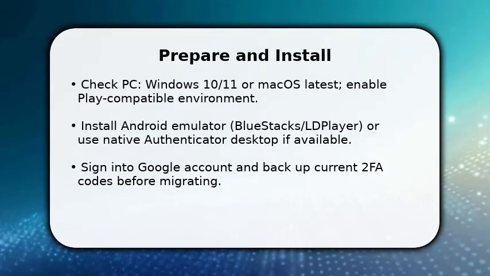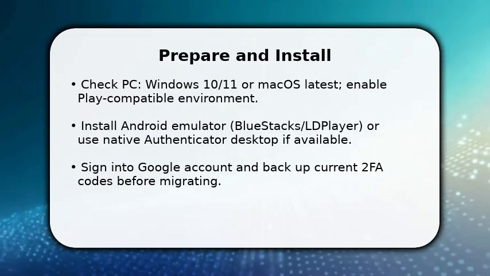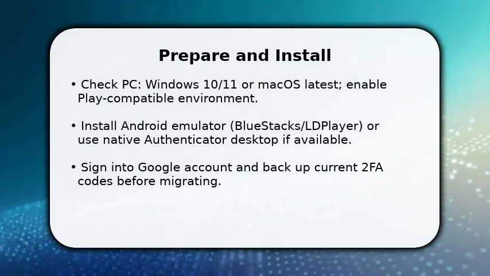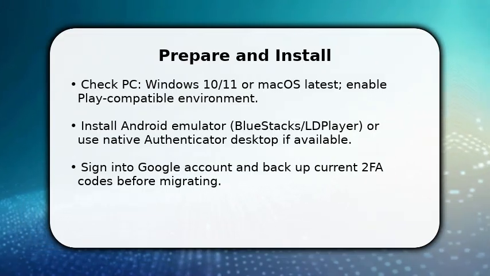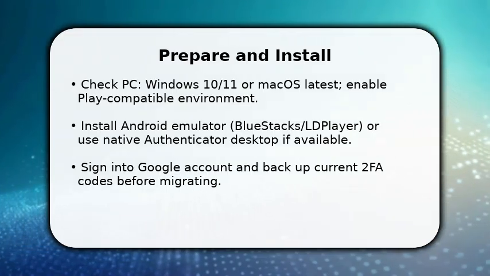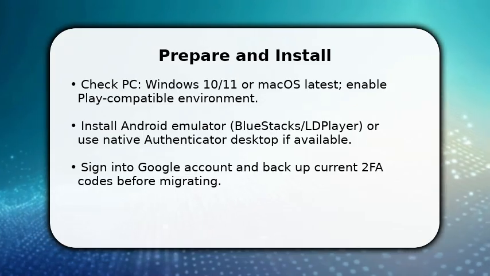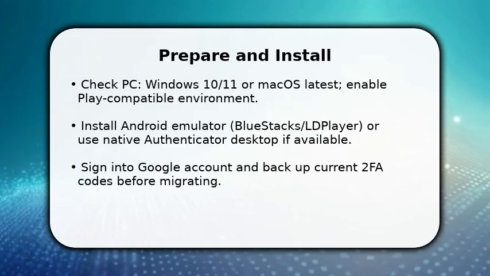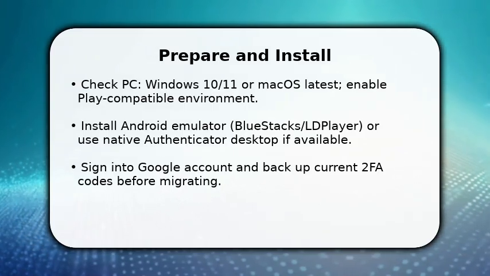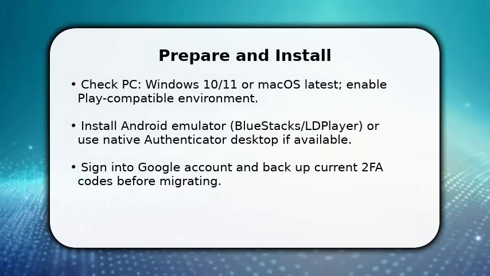You'll start by installing the runtime that lets Google Authenticator run on your PC. Use BlueStacks or LD Player on Windows or Mac OS. Once installed, you'll sign into Google Play within the emulator. Make sure you've backed up existing two-factor codes on your phone. This prevents lockouts. Download the Authenticator app inside the emulator and grant necessary permissions.